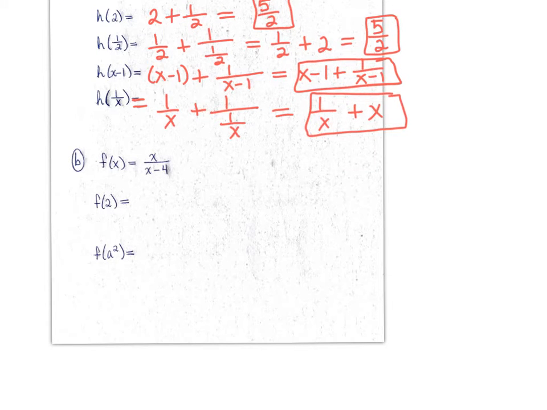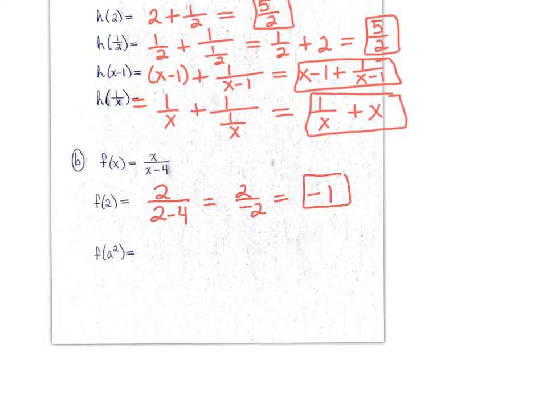So here you have f of x is equal to x over x minus 4. What is f of 2? 2 over 2 minus 4, which goes up to 2 over negative 2, which becomes negative 1. Everybody agree? Yes. Good. Very good.